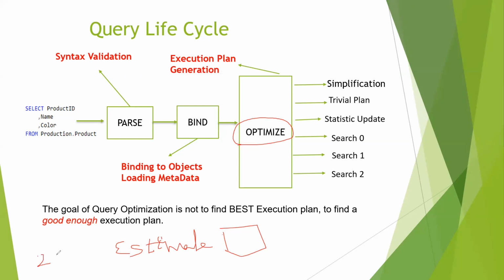Until 2019, we don't cache the actual execution plan, right? Starting from 2022 SQL Server, there is a trace flag we can enable to cache the actual execution plan of the query. Until 2019, every plan that we see from the memory is an estimated plan.